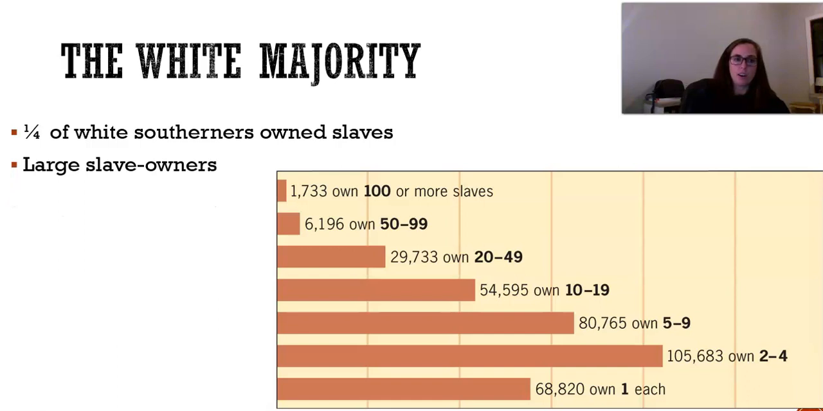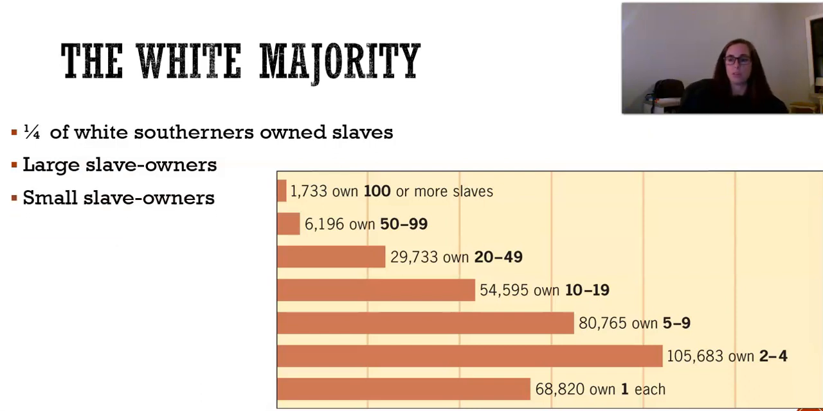Now if you look at large slave owners, you probably have this prototypical example of these huge plantations. That's also a very small group. You can see here that with the huge 100 or more slaves, that's very rare. They also were very rich.